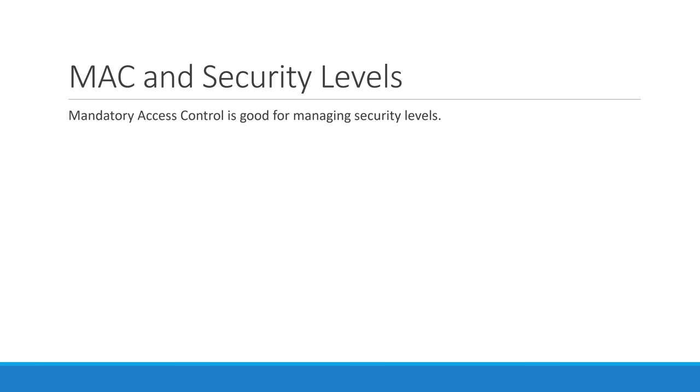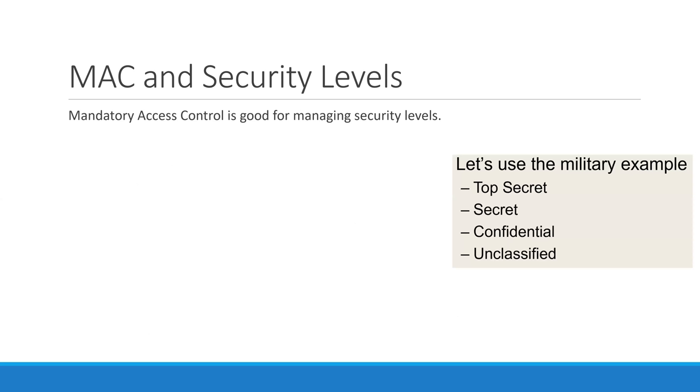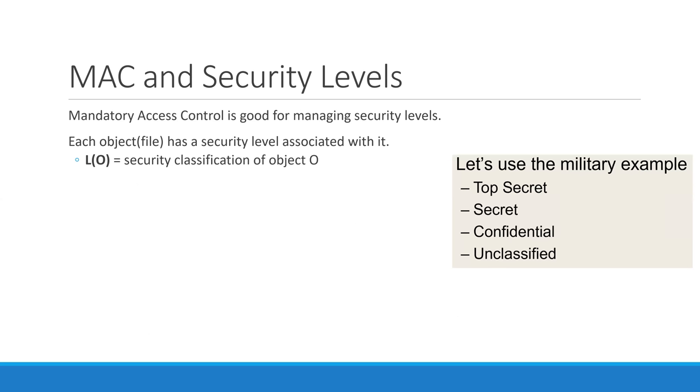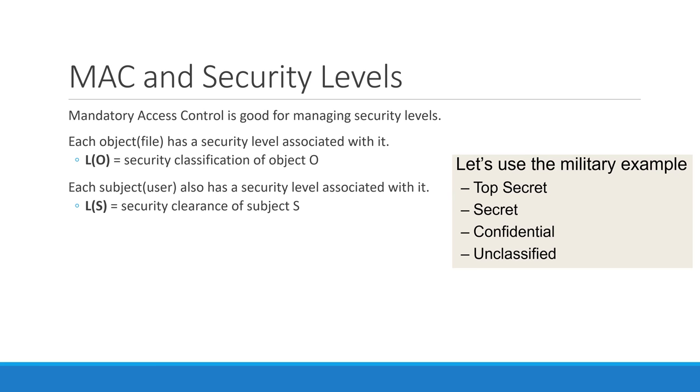Okay, so mandatory access control, as we saw during the lecture, is pretty good for managing different security levels. Going back to the military example with top secret, secret, confidential, and unclassified security levels, each object or file in the system is going to have a different security level associated with it. We model this by having L(O) be the security classification for a certain object. In the same manner, each subject is going to have a security level associated with it as well.